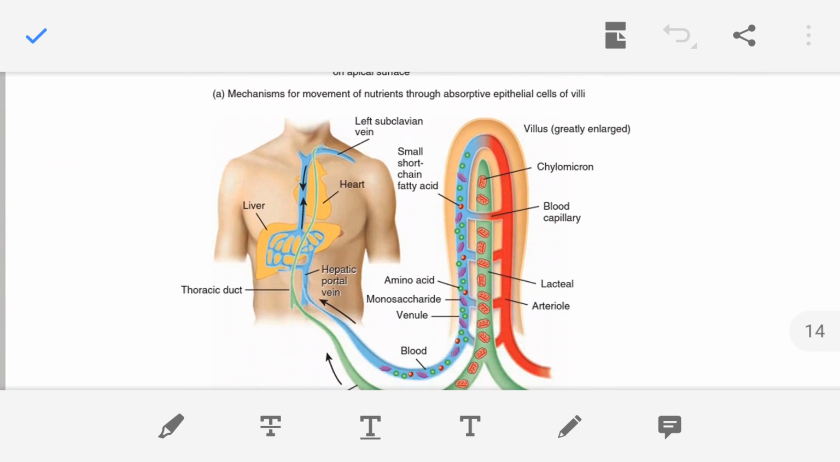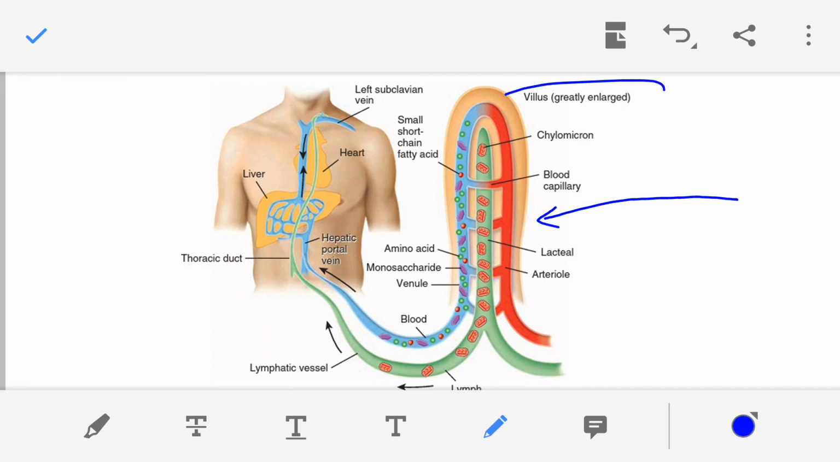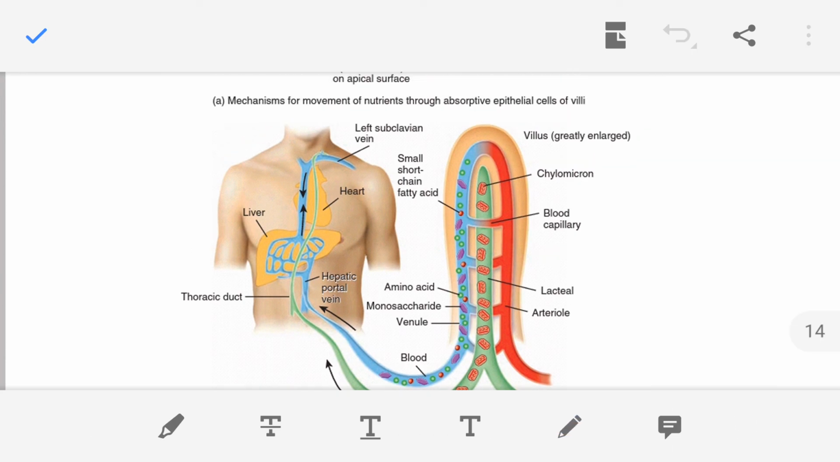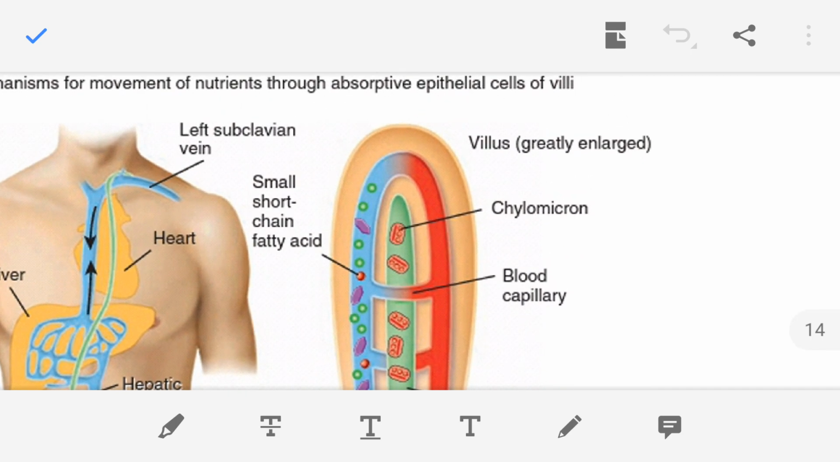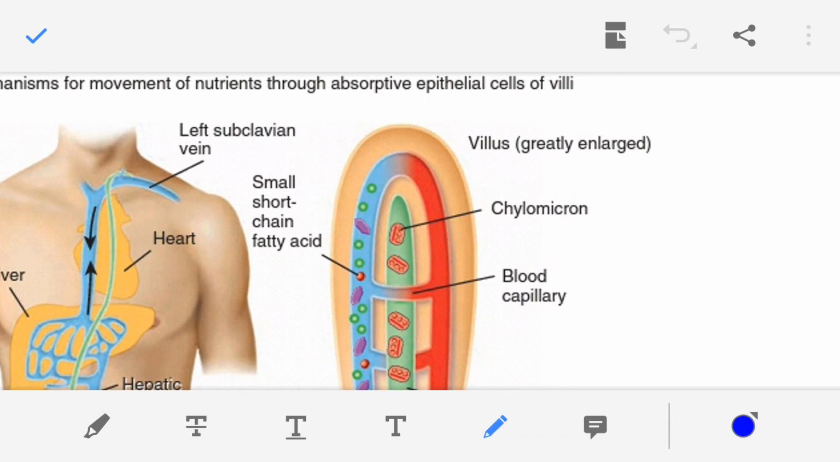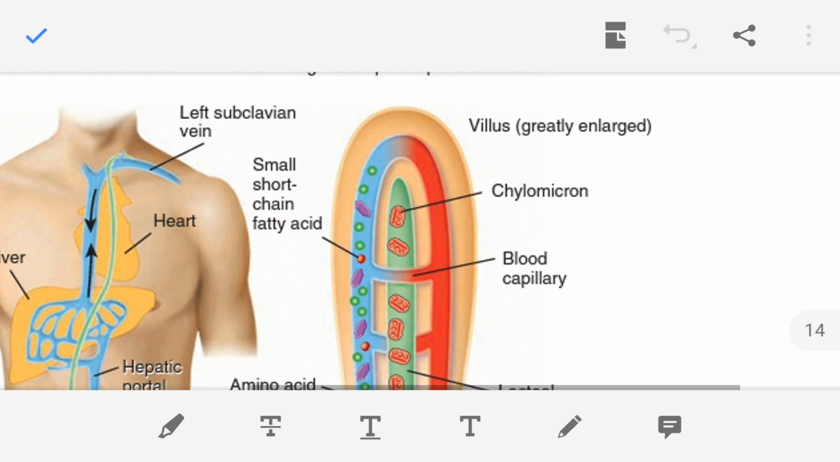Now this figure, what is this? This one is the villus of the small intestine. In the villus, what is there? Blood capillary is there, lacteal is there, arteriole is there. In the green colored lacteal, they have already shown the chylomicron, but the question is how the chylomicron entered into the lacteal.